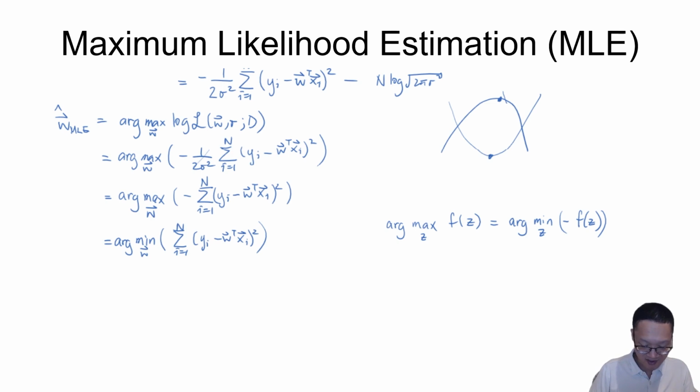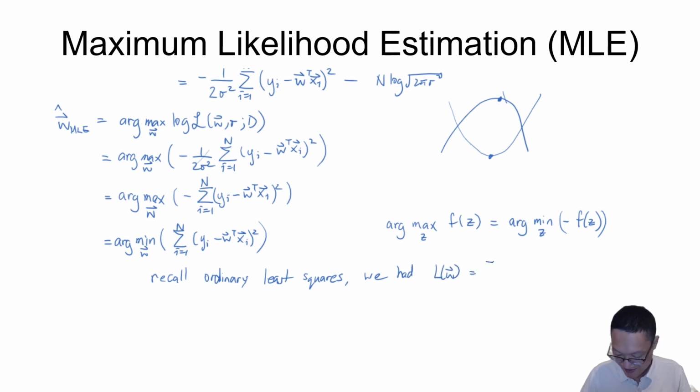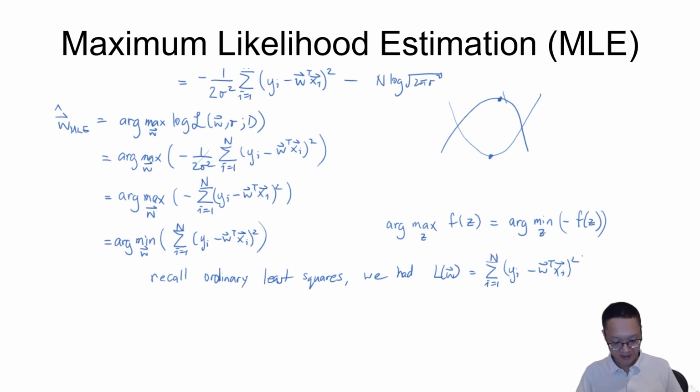Okay, so hopefully this looks a little familiar, because from ordinary least squares, we had the loss function being exactly the same thing. And of course, we were minimizing this loss in ordinary least squares. So it turns out that with the probabilistic model, we actually got a W estimate that is exactly the same as the ordinary least squares.